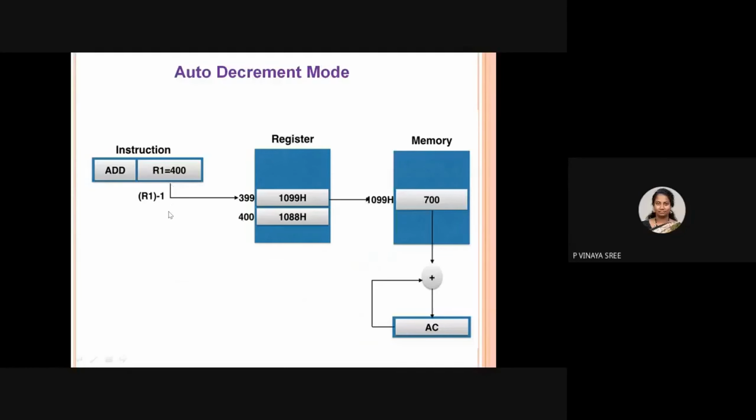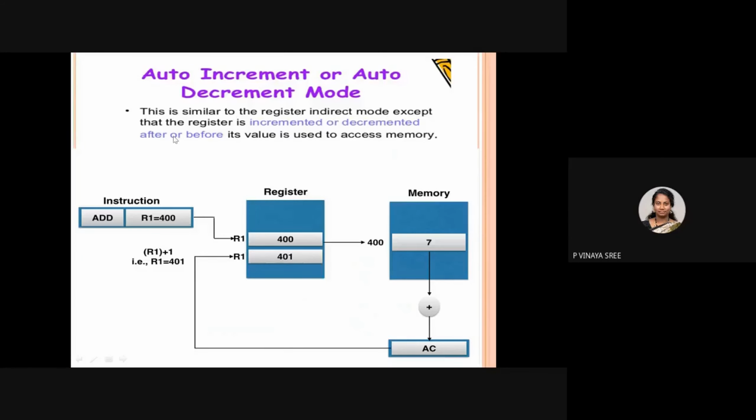Coming to auto decrement mode. Just now I said, auto increment and auto decrement both are similar to register indirect mode, except that the register is either incremented or decremented after or before its value is used to access memory.